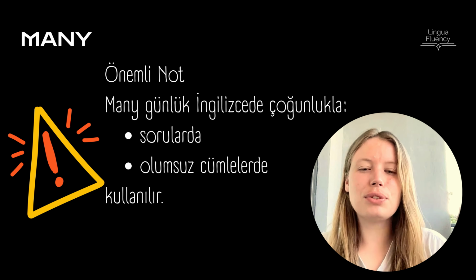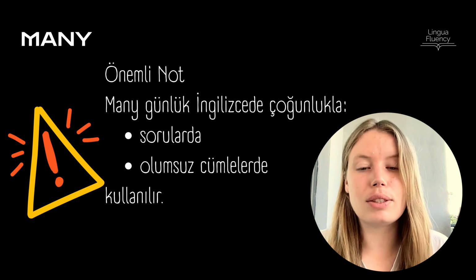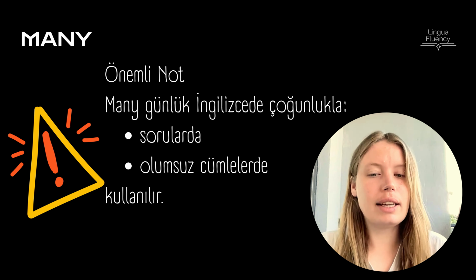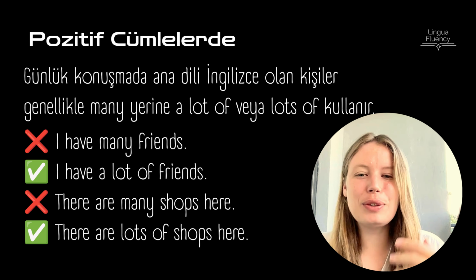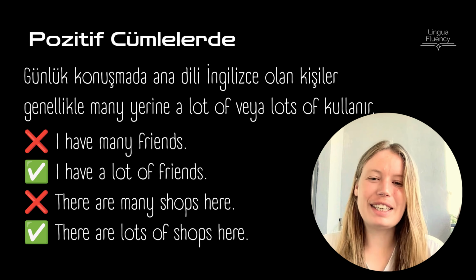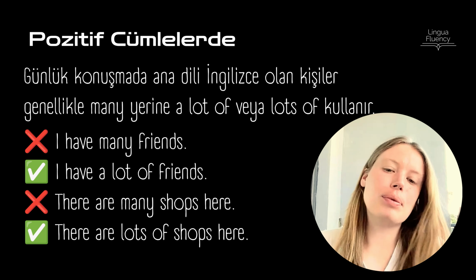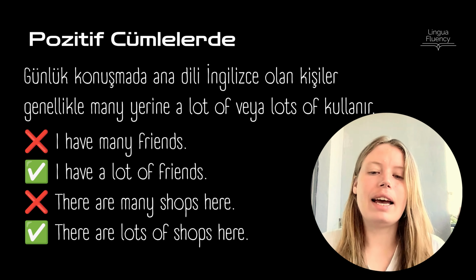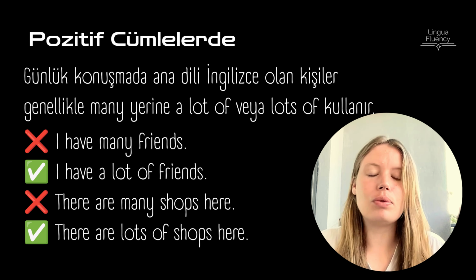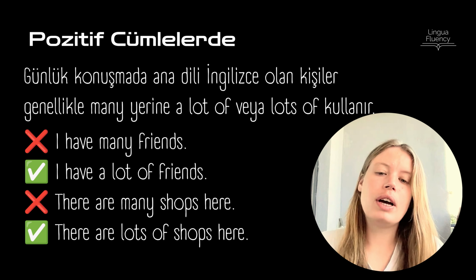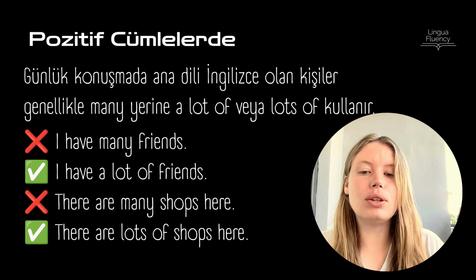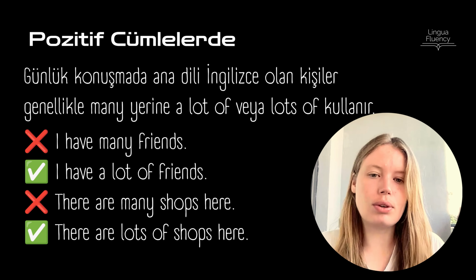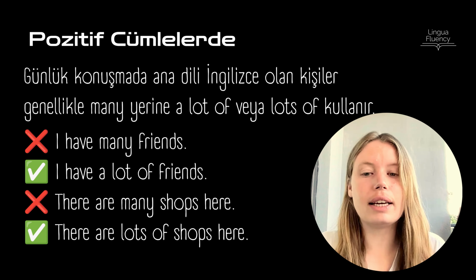Önemli note. Don't forget that many, as well as much, we use only for questions and negative sentences, especially in günlük konuşmada, in our daily speaking practice. We use alternatives to say that something is many. For example, we say a lot of, lots of, plenty of. For example, as we have here, I have a lot of friends. We don't say I have many friends. Many is only for questions and negative sentences.